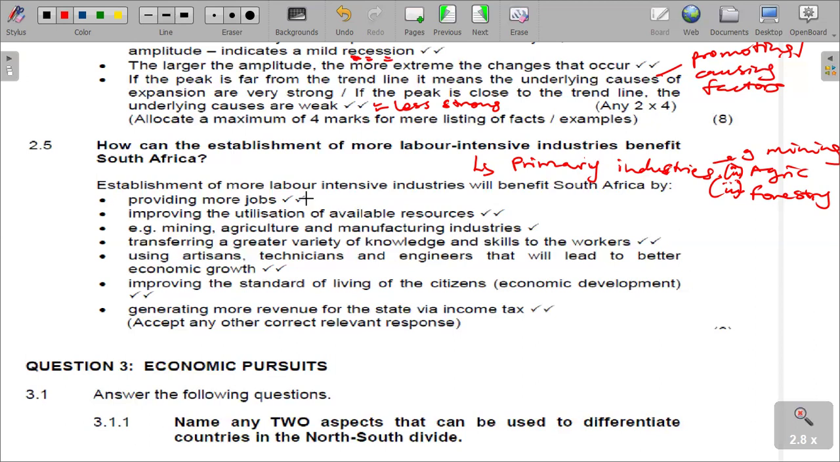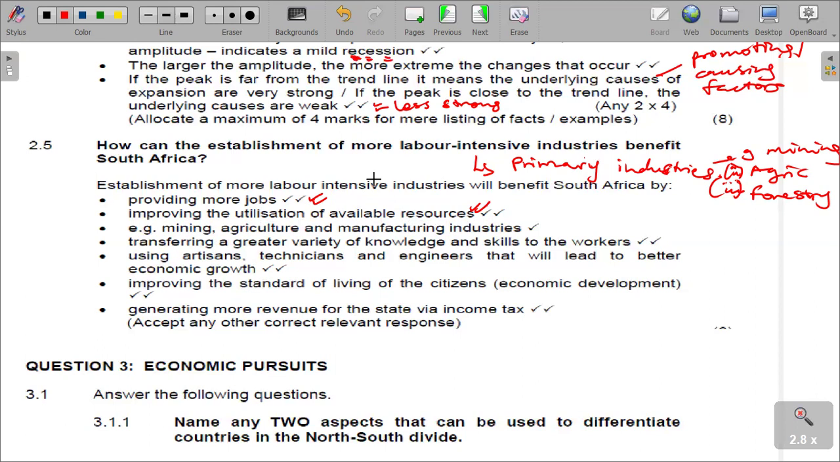It means many people are going to get jobs. We are going to have more employment opportunities because many people are going to be hired there, improving the utilization of available resources. Our human resources, our people with their variety of skills, are able to get employment opportunities, which would enable them to be utilized in their various industries. We have given examples already: mining, agriculture, and manufacturing industries, such as steel manufacturing, are also good examples.